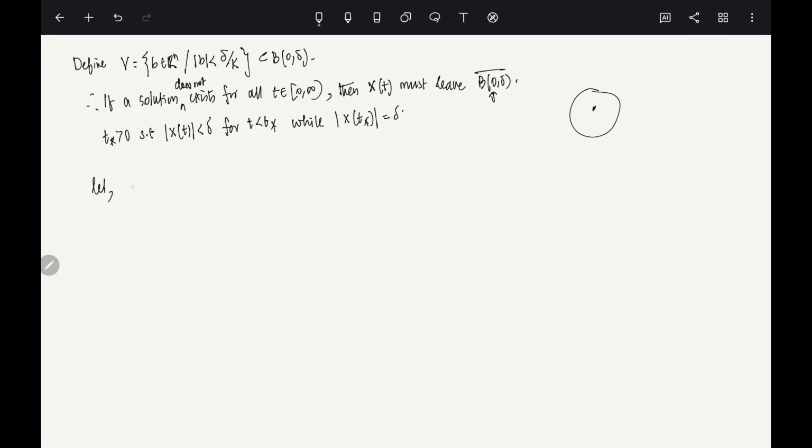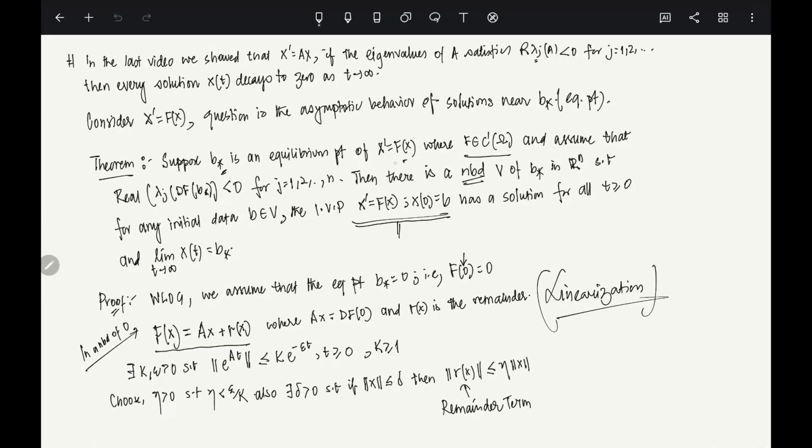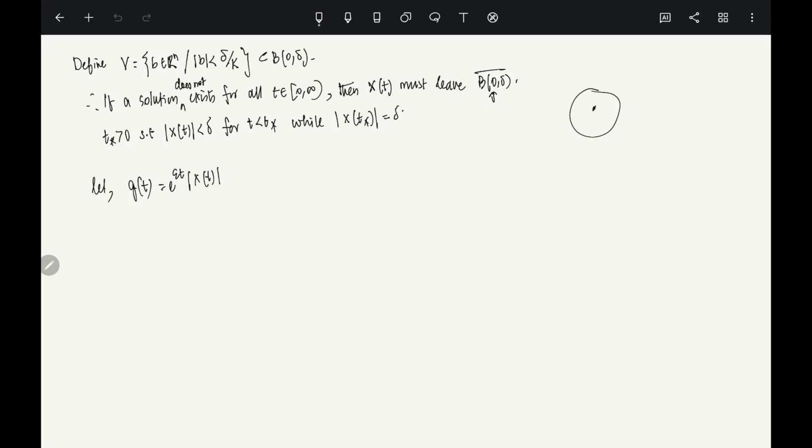get the contradiction. So we are going to define a new function g(t), which is e^(εt) times the norm of x(t). Yeah, and we'll use Gronwall here. Okay, so what we are going to do is, you see that equation, x' = f(x), x(0) = b. This equation we are going to write like this.